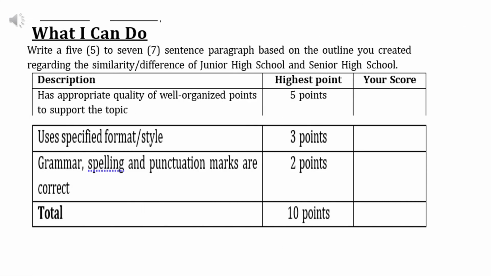What I can do. Write a 5 to 7 sentence paragraph based on the outline you created regarding the similarities and differences of junior high school and senior high school. So you follow the rubric. Description has appropriate quality of well-organized points to support the topic, 5 points. Use the specified format or style, 3 points. Grammar, spelling, and punctuation marks are correct, 2 points. For the specified format or style, you choose between the block or the point by point method. So under what I can do, all you have to do is to write a paragraph having 5 to 7 sentences, pointing out the similarities and differences of junior high school and senior high school. You can do it. Check the Google Classroom for this activity.